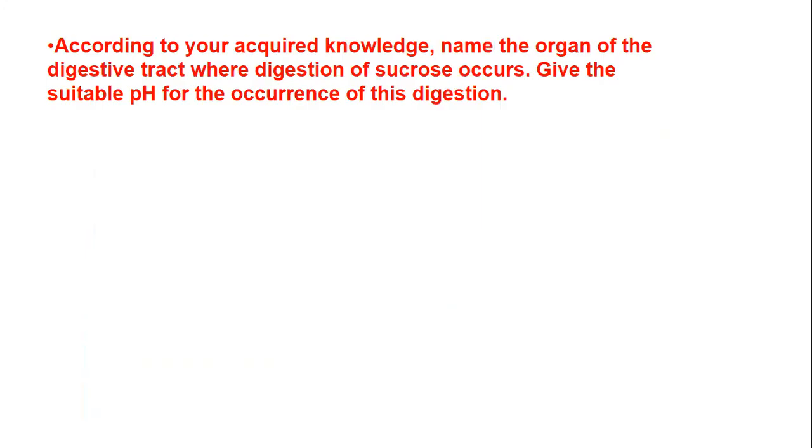According to your acquired knowledge, name the organ of the digestive tract where digestion of sucrose occurs, given the suitable pH for the occurrence of this digestion. The organ is the small intestine and the pH is 8.